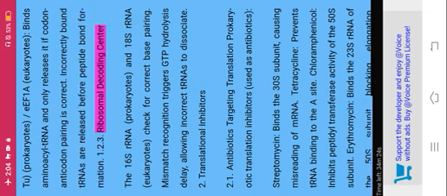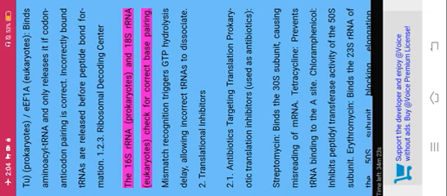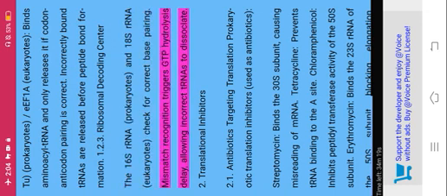1.2.3. Ribosomal decoding center. The 16S rRNA in prokaryotes and 18S rRNA in eukaryotes check for correct base pairing. Mismatch recognition triggers a GTP hydrolysis delay, allowing incorrect tRNAs to dissociate.